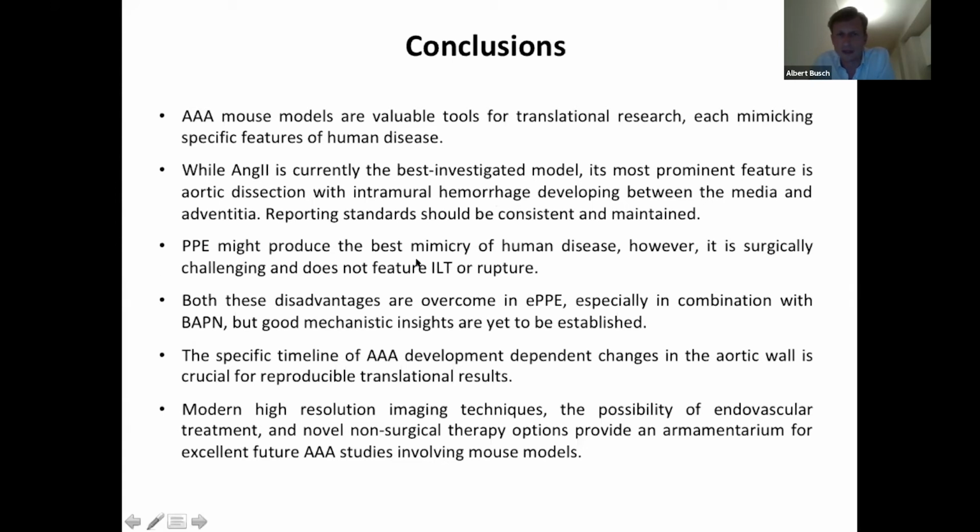PPE, we think, is a very good mimicry of human disease. Of course, it's surgically challenging. You don't see rupture, you don't see any intraluminal thrombus here. So that's a limitation. Some of that is better covered by putting elastase on the outside of the aorta, where you do see rupture, where you do see some thrombus. So we're curious to see what happens here at different time points and how well this actually reflects what happens in humans. I'm stressing this point a lot.